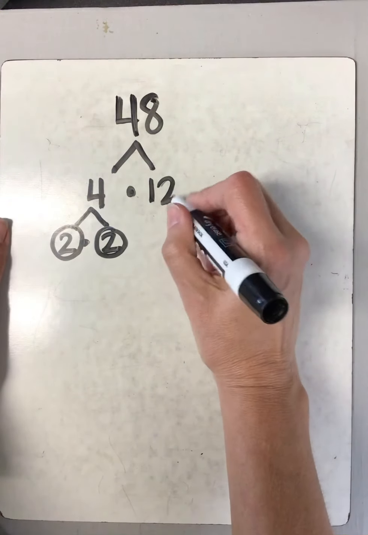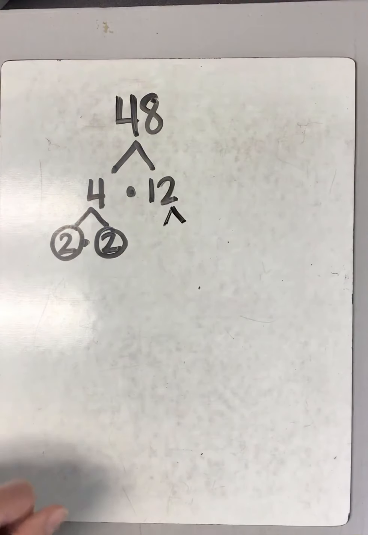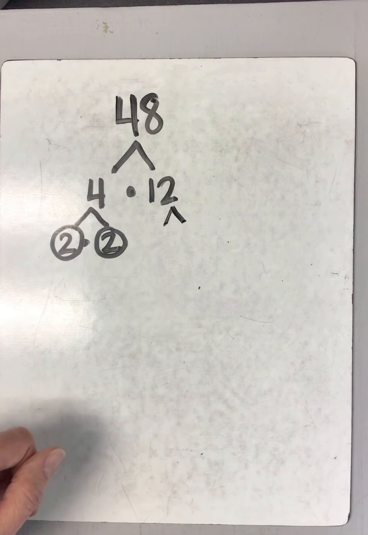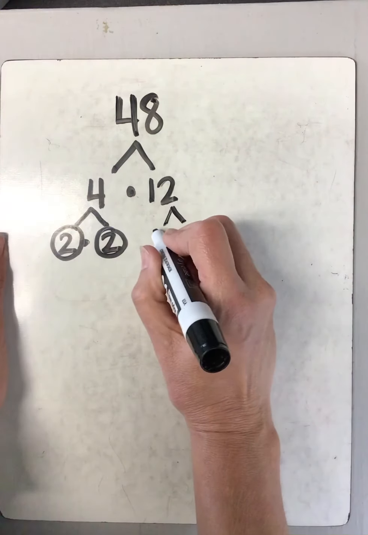We need to continue with this side. So I need a multiplication problem that equals 12 besides 1 times 12. I can either do 2 times 6 or I can do 3 times 4. It doesn't matter. I'll choose 3 times 4.